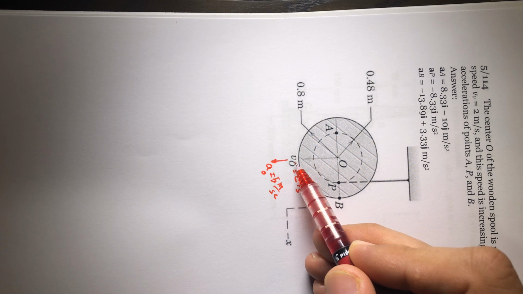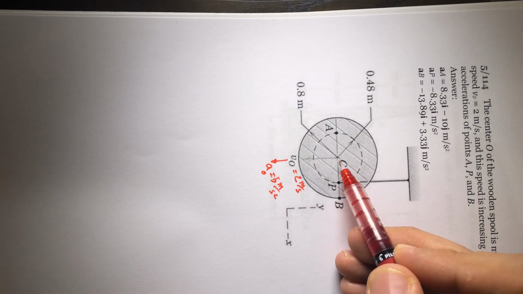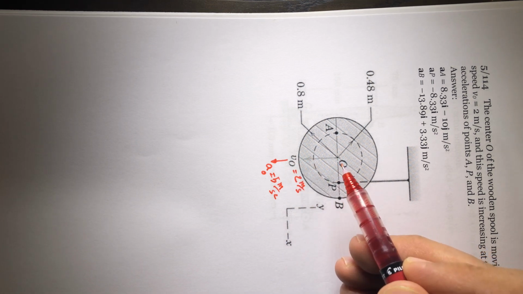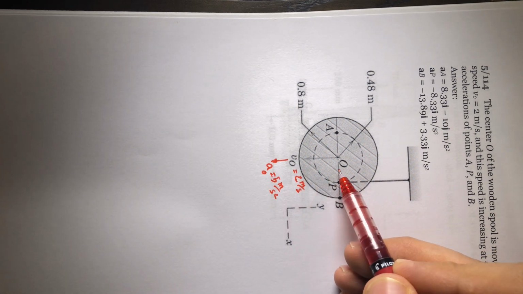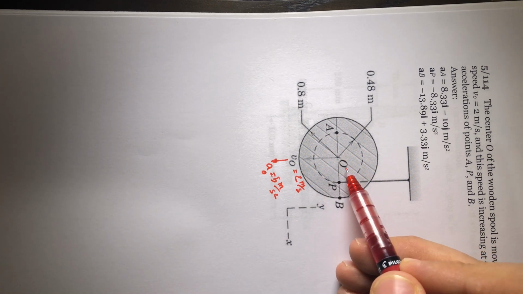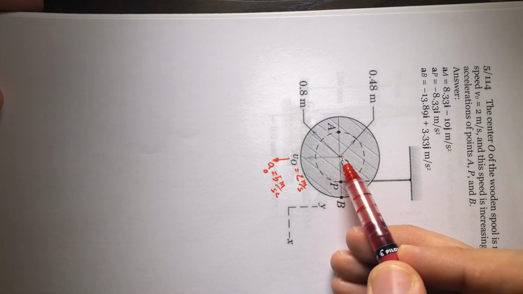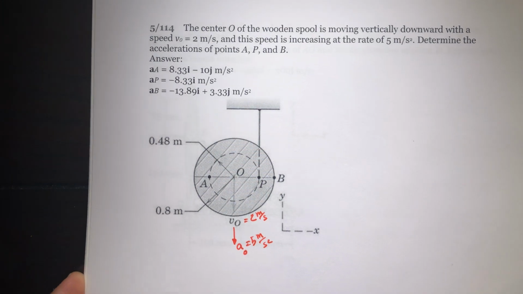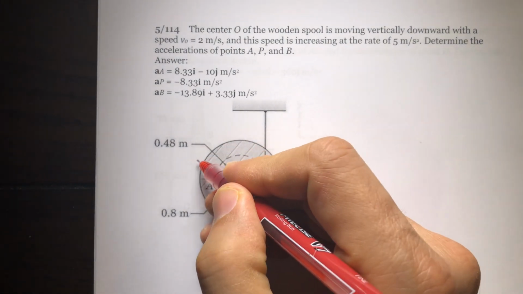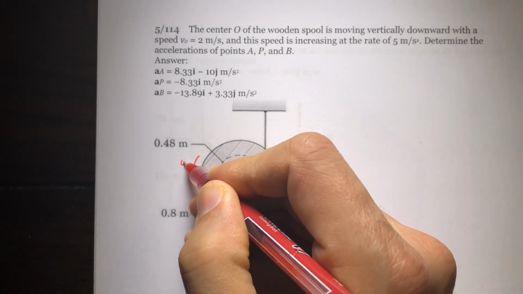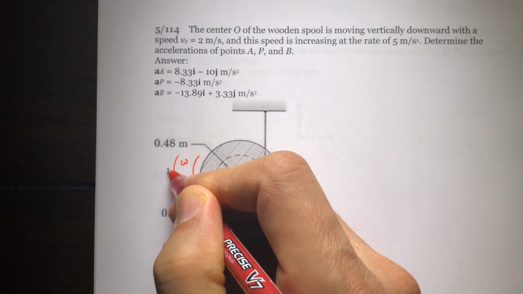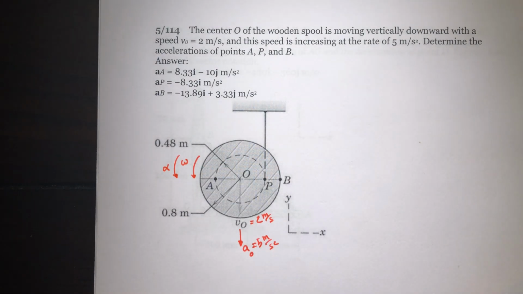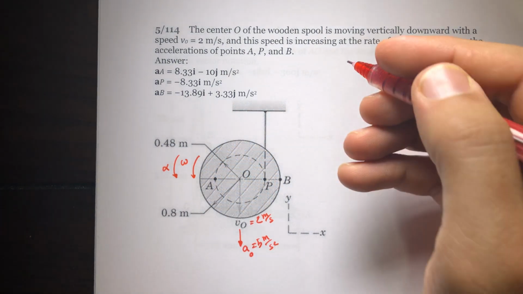And because we know the velocity, we know the radius, we should be able to find omega. Same thing for acceleration. We proved acceleration of the center is going to be r times alpha of the roller, right? So we have the same angular velocity of it. It is in counterclockwise direction. And same thing, I'm assuming alpha is in the counterclockwise direction too, right?